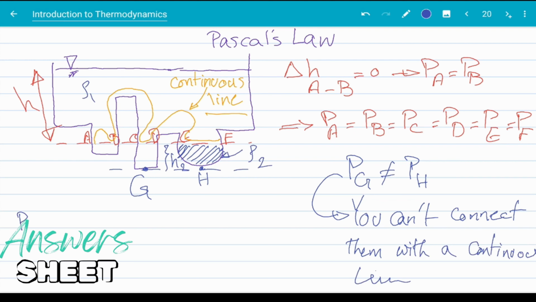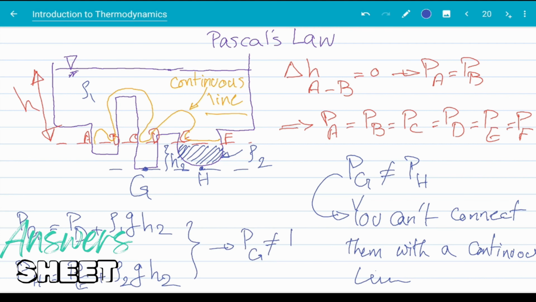Now, P of G is equal to P of D plus the weight of the column of the clear liquid between D and G. So P of G is P of D plus rho 1 gh2. P of H, on the other hand, is P of E plus the weight of the column of the hashed liquid between E and H. So P of H is P of E plus rho 2 gh2. You can see that although P of E and P of D are equal, the other terms are not. And so P of H is not equal to P of G.